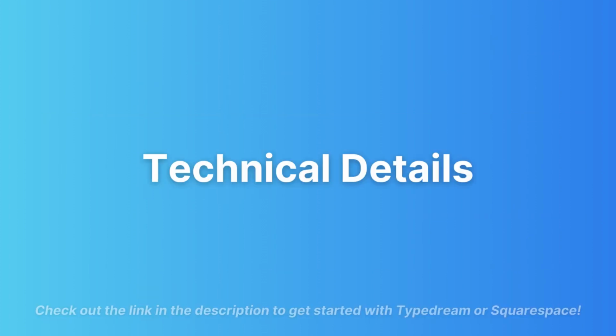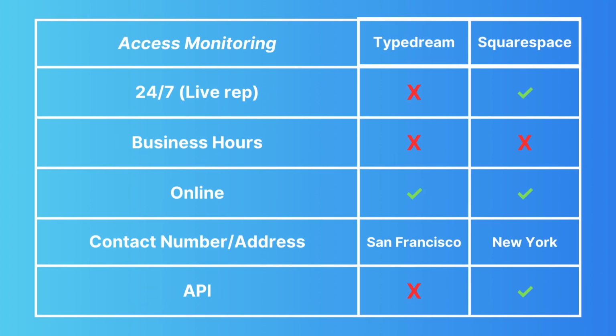So now let's look at the technical details, right? Access monitoring, so a 24/7 live rep. Typedream does not offer that. Squarespace does offer that. Business hours, they both don't offer that. Online, yes, they do. For the contact address, Typedream is located in San Francisco and Squarespace in New York, just for your information.